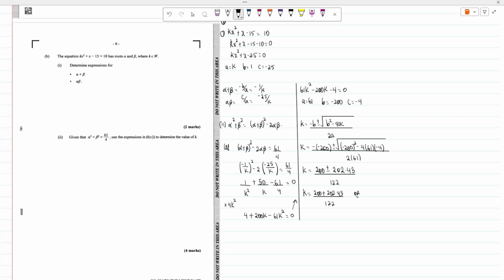Or k is equal to 200 minus 202.43 over 122, which is equal to 202.43 plus 200 divided by 122, 3.3, or 200 take away 202.43 divided by 122, negative 0.02. Cool.